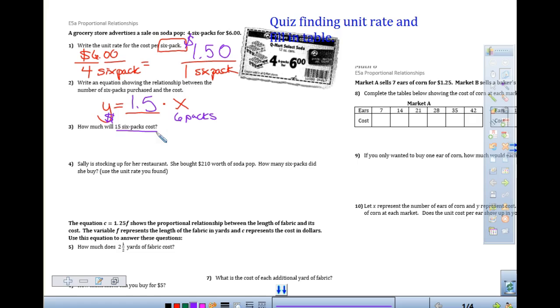So Hunter, if I'm using my equation was what? Y equals 1.5x. So notice again, in our equation, we're not going to put the $1.50, we're just going to put the 1.5. So now, as I look at this equation, Grace, tell me, which variable am I replacing with 15? The x or the y?